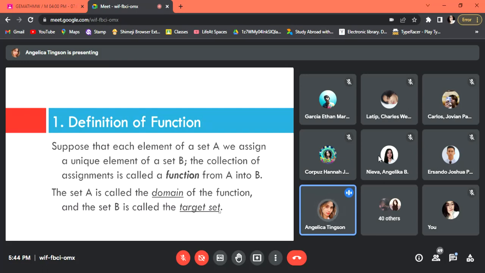So suppose that each element of a set A, we assign a unique element of a set B. Okay, so from set A, we will assign a unique element of a set B. The collection of assignments is called a function from A to B. So the set A is called domain of the function, and the set B is called the target set, or minsan tinatawag din siyang range.